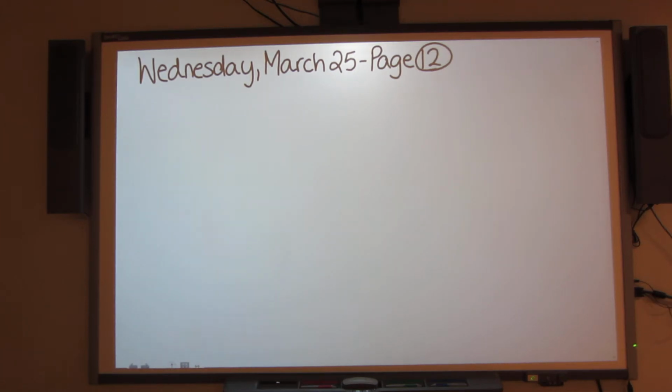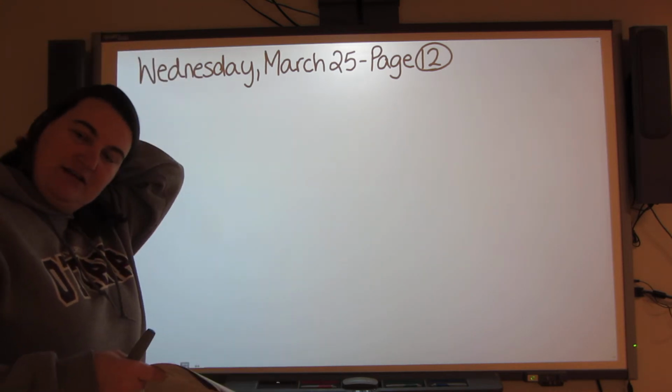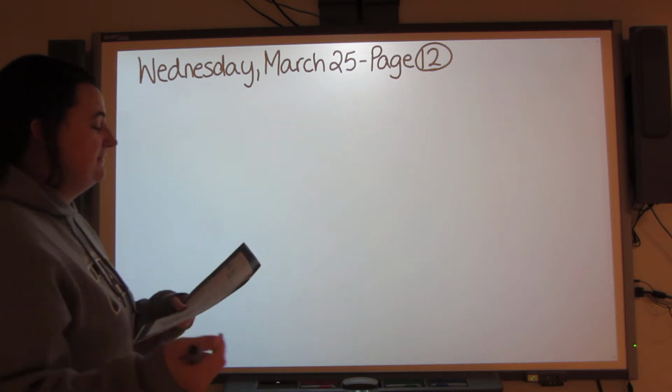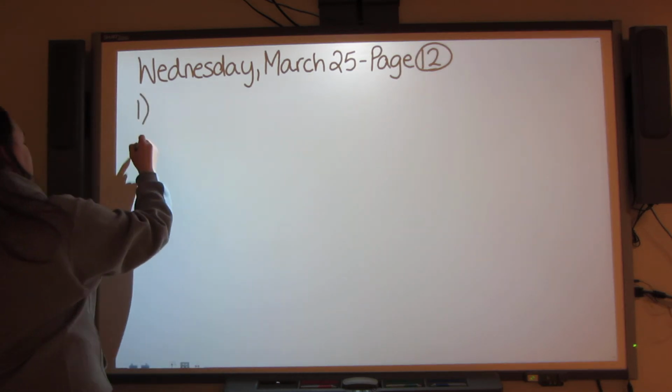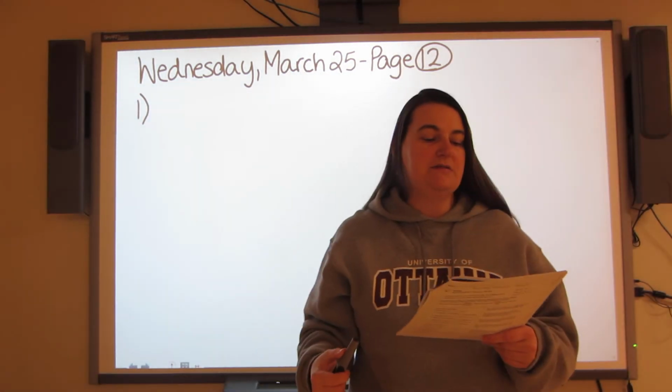All right, corrections video for page 12 from the math pack that you have. This was math you were supposed to do last week on Wednesday. So, right, let's start with number 1 on page 12. Write 3 ratios equal to the ratio of circles to squares.